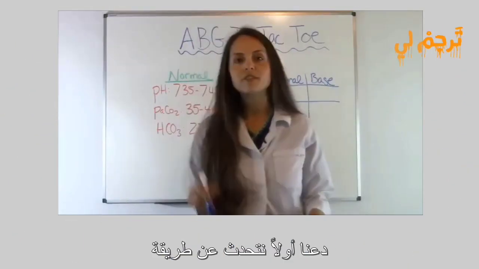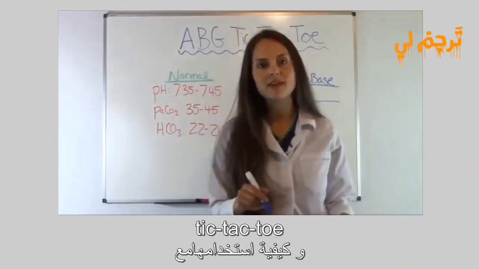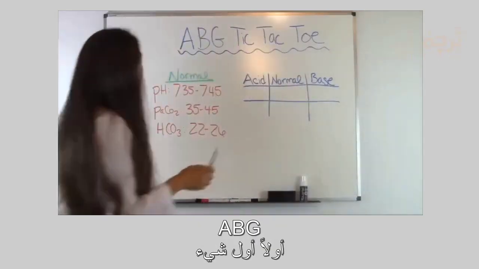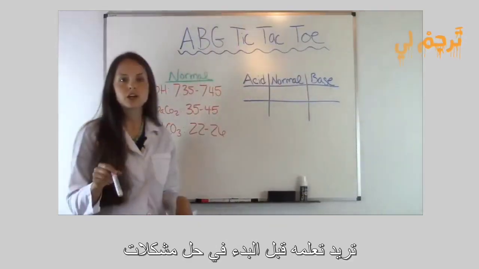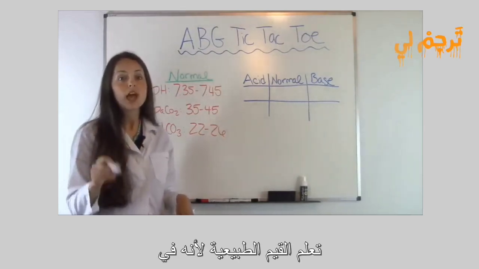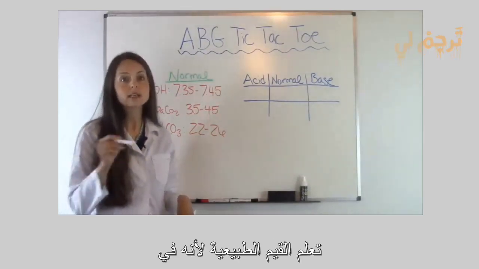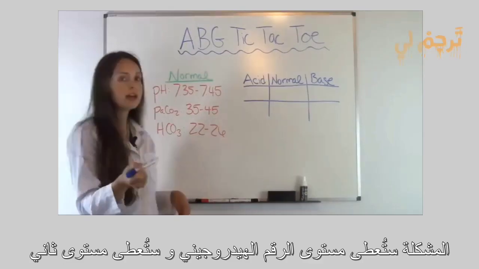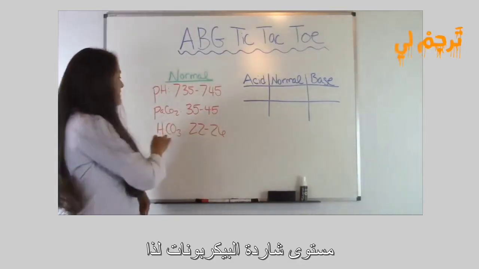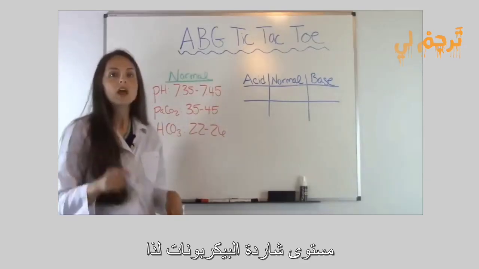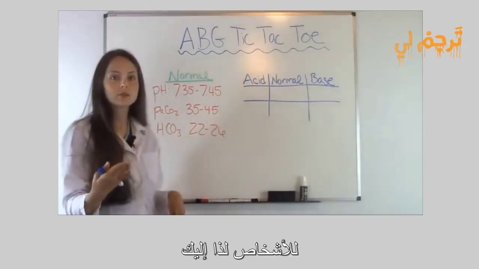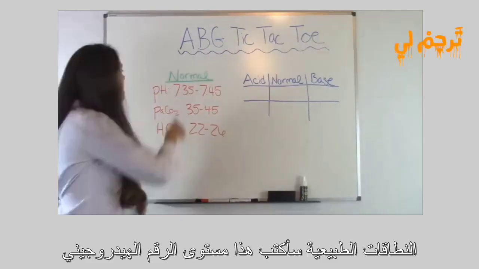Exercises that we have. So first, let's talk about the tic-tac-toe method and how to use it with ABGs. The very first thing you want to learn before you start solving ABG problems is the normal values, because in a problem, you'll be given the pH level, the PCO2 level, and the HCO3 level. So you need to know what the normal ranges are for people. So here are the normal ranges. I would write this down.